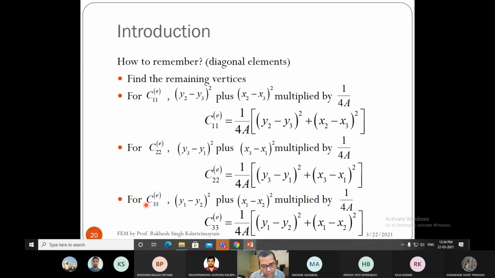C33, what are the remaining vertices? 1 and 2. So y1 minus y2 whole square plus x1 minus x2 whole square multiplied by 1 by 4a. So finally C33 is this. So you don't have to calculate or derive the formula every time. You can just remember it, use the formula and find out the coupling or stiffness matrix.